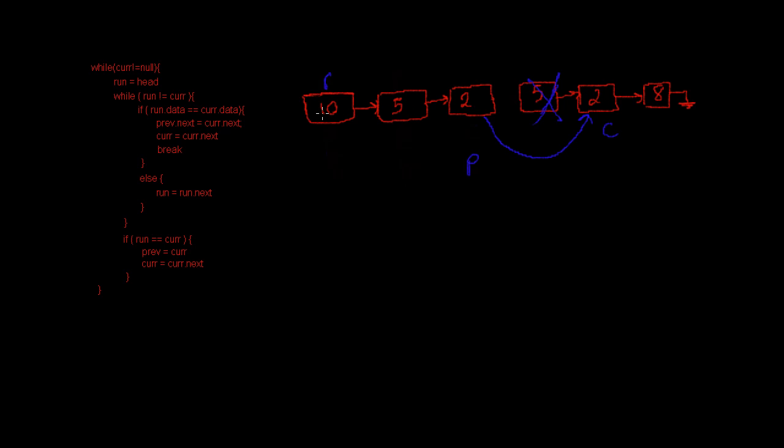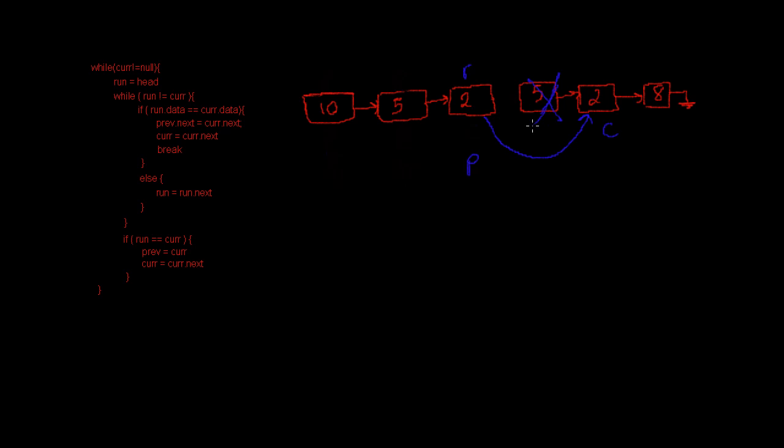So in this case, you don't find a duplicate because the runner doesn't have the same data as current, so you're gonna move your runner to the next node. Now the data of runner is 5, the data of current is 2, so there is no duplicate yet. Then you go to the next node. Now the data in the current and data in the runner is equal to each other. So current and runner have the same data, which means there is a duplicate.